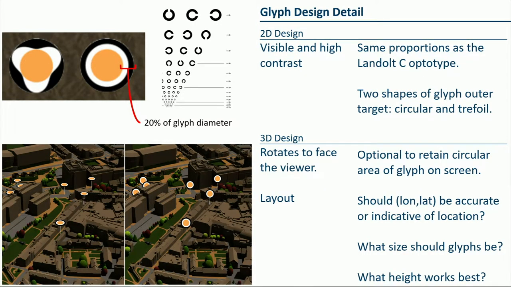In the study today, we're going to use two glyph shapes, a circle and a trefoil shape. The trefoil will be a target shape, which we'll be looking for. And they're designed around the Landolt-C optotypes used in vision tests to have a certain ratio that 20% of the diameter is a target. The center disk is the information-carrying value color. You can see at the bottom some of the design issues that we have. How do you put these things into the city? Do you rotate the target so it always faces the camera, or do you leave it flat? Various options there that we're working away at to work out how it should fit together.